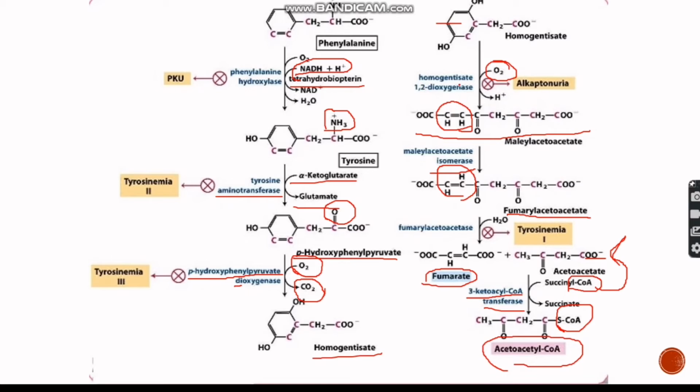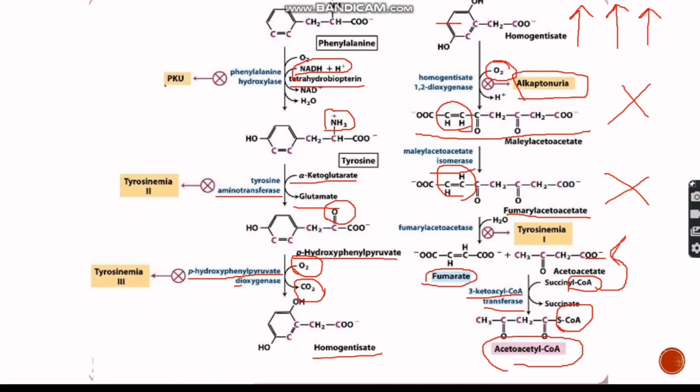And again, if the homogentisate 1,2-dioxygenase enzyme is not present, if it is deficient or in a small amount, then homogentisate will not be converted further. Then this whole step will not take place. This condition will lead to alkaptonuria, in which there is an accumulation of homogentisate. In alkaptonuria, homogentisate accumulates because this enzyme is not working properly, and this step will not take place. Homogentisate will not be converted into maleylacetoacetate.